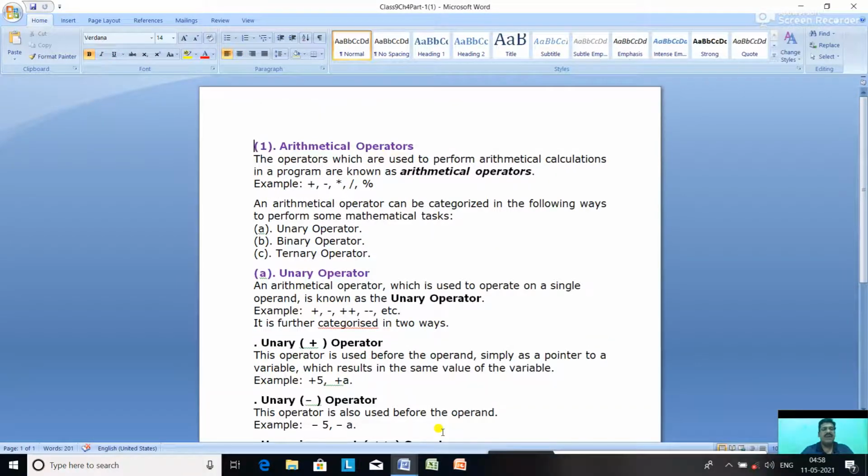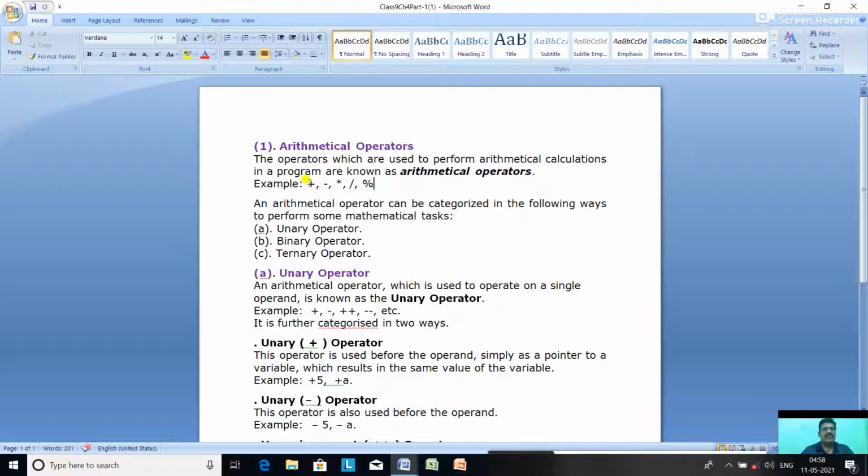Next, what are the arithmetical operators? The operators which are used to perform arithmetical calculations, only arithmetical calculations in a program, are known as arithmetical operators. Now what type of calculation do these operators do? Like addition, subtraction, multiplication, division, and modulus, which means to find the remainder. These are the arithmetical operators used by a programmer in a Java program.